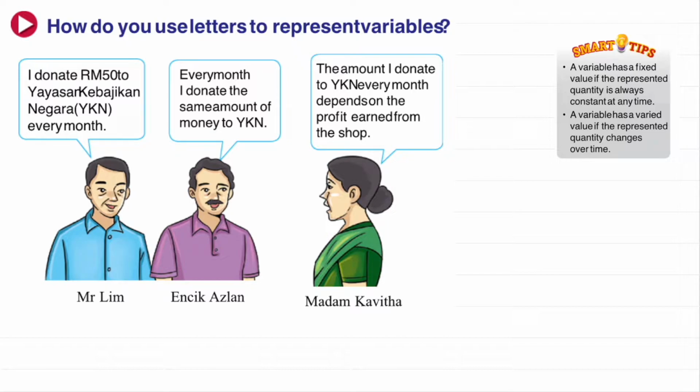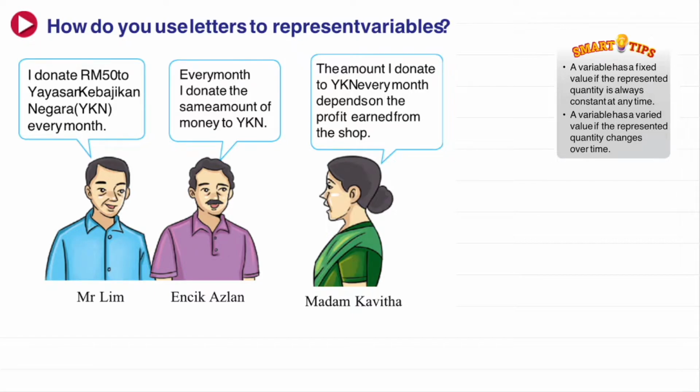Okay, we have a situation here. We have Mr. Lim, Cik Azlan and Madam Kavita. Okay, so Mr. Lim said, I donate 50 ringgit to Yayasan Kebajikan Negara YKN every month. And then Cik Azlan said, every month I donate the same amount of money to YKN. And Madam Kavita said, the amount I donate to YKN every month depends on the profit earned from the shop.